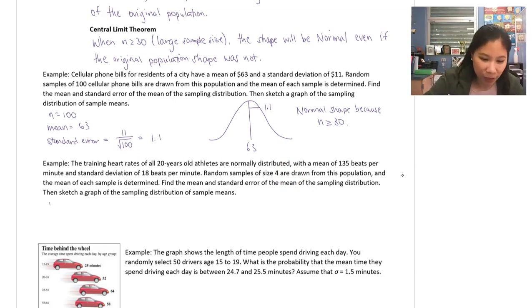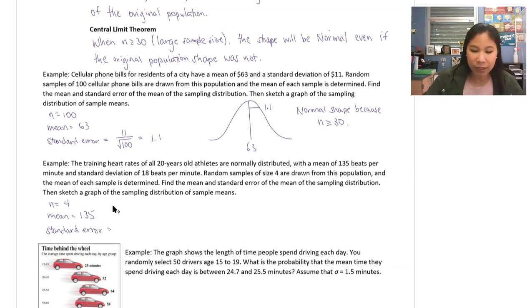So this time, they're telling us n equals 4 because they told us random samples of size 4. So right off the bat, we know our sample size is small. This is less than 30. So keep that in mind. Our mean is going to be the same as whatever they told us, so 135, and the standard error we'd have to calculate. So the standard deviation was 18 divided by the square root of our sample size, which was 4, is going to end up being 9.